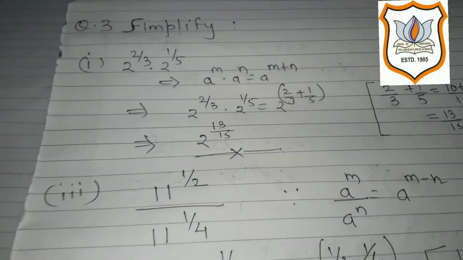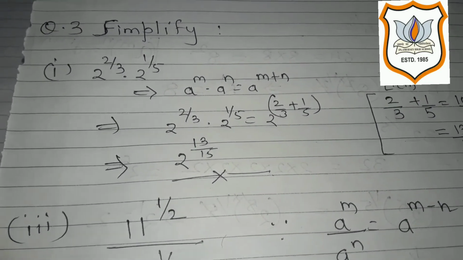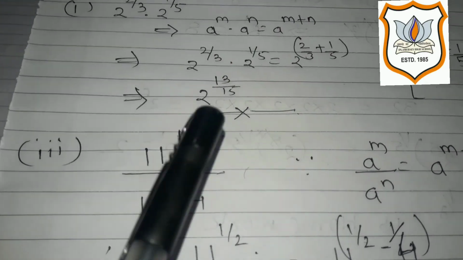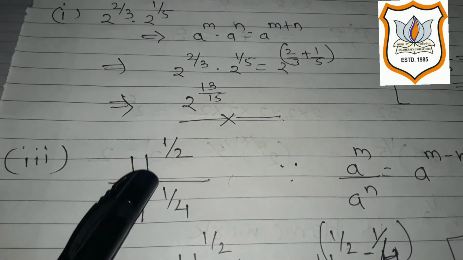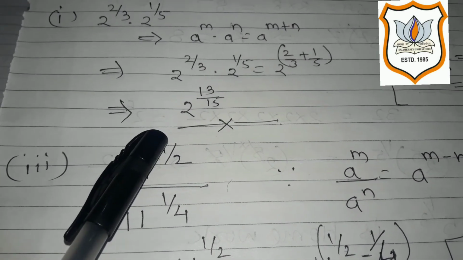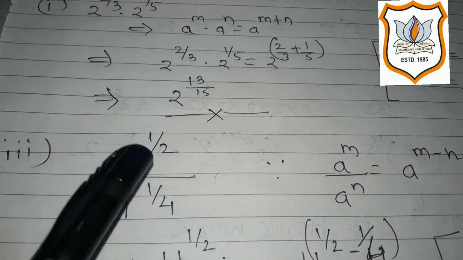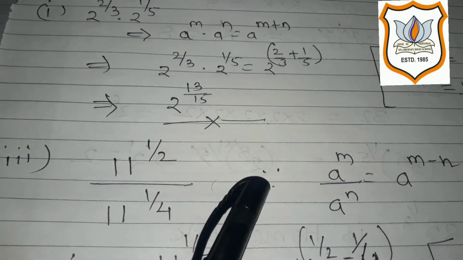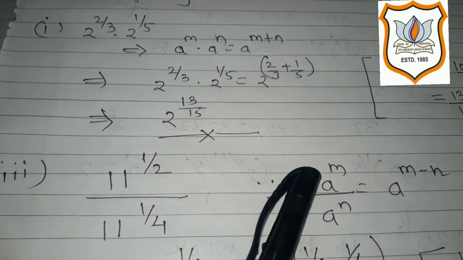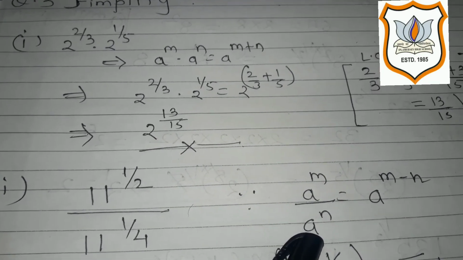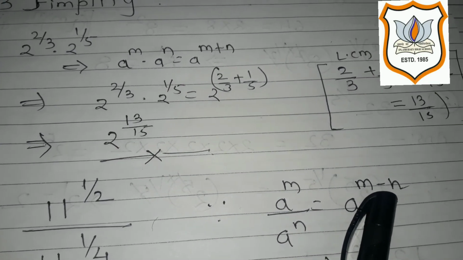The very next question is third. Second you do at your home. Third is 11 to the power 1 upon 2 divided by 11 to the power 1 upon 4. This is another division identity, a to the power m divided by a to the power n, which is equal to a to the power m minus n.